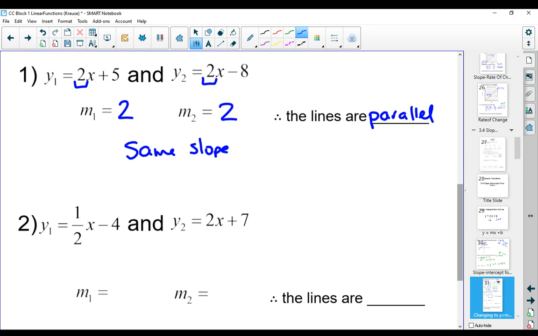If I look at my next example, I've got y equals 1/2 x minus 4. So my slope of the first one is 1/2. The next one is 2x plus 7, so my slope is 2. In order to be parallel, the slopes have to be the same. These aren't the same, so they're not parallel. And in order to be perpendicular, they have to be negative reciprocals of each other. Well, the negative reciprocal of 1/2 is negative 2 over 1. This is not negative 2 over 1, so these are neither.